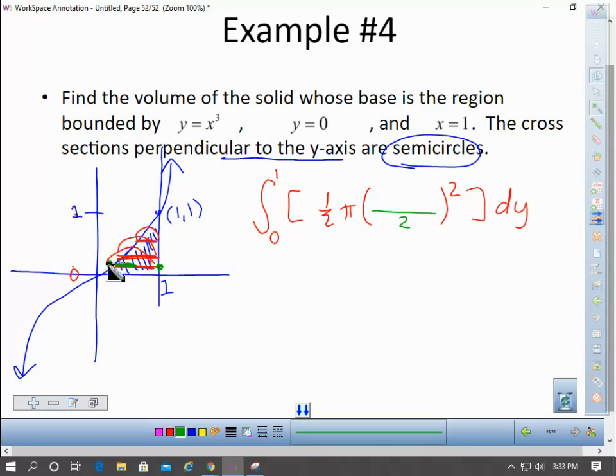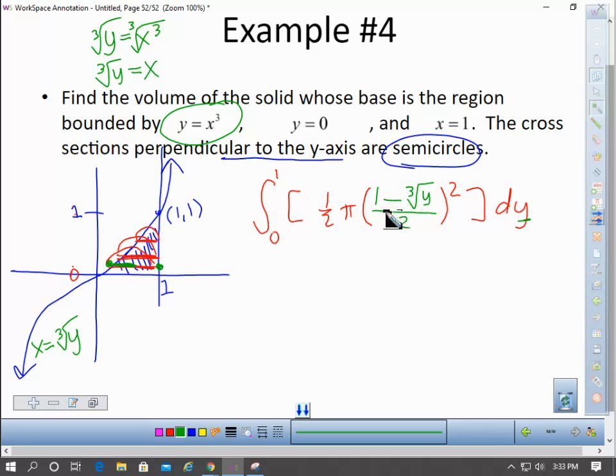Because remember, we're doing this with respect to the y-axis. So right curve is 1 minus the left curve, which is our function. Now, this is not in y's. Remember, we're dy, so we need to rewrite this. y equals x cubed. We need it in y's, so we're going to take the cube root. So x will equal the cube root of y. So that's what this function is. x equals cube root of y. So we use the function in terms of y.